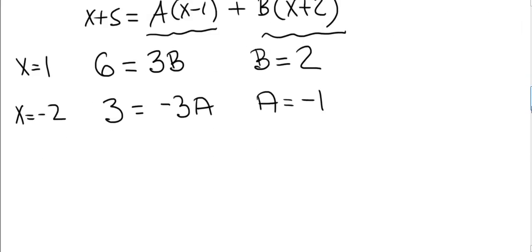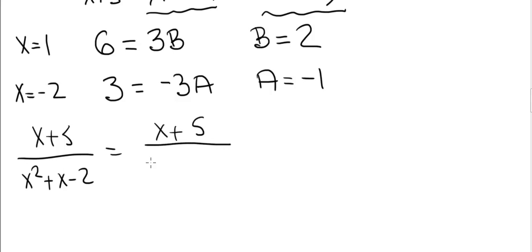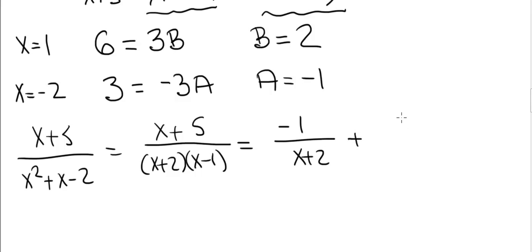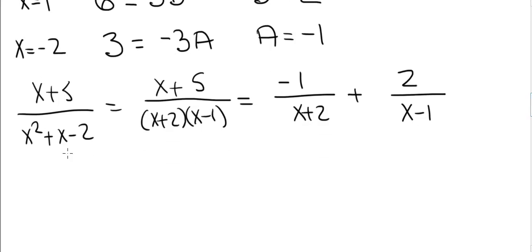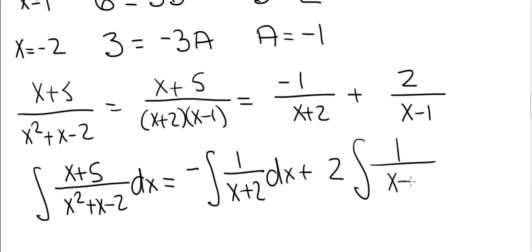We're done with decomposition, and our term x plus 5 over x squared plus x minus 2, it's the same as x plus 5 over x plus 2 times x minus 1, is now A, which is minus 1, divided by x plus 2, plus B, which is 2, divided by x minus 1. Now let's return to our integral. The integral we wanted to evaluate was the integral of x plus 5 divided by x squared plus x minus 2. It now can be expressed as the sum of two integrals: minus integral of 1 over x plus 2 plus 2 times the integral of 1 over x minus 1.